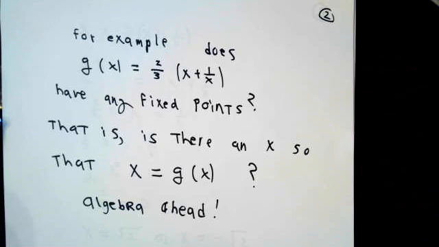For example, the function g of x equals 2/3 multiplied by x plus 1 over x. I want to investigate whether or not that has any fixed points. To start with, I'll observe that x equals 0 is not a fixed point of g because g isn't even defined at x equals 0, but x is. So I don't have to worry about x equals 0 at this moment. I want to decide, is there an x so that g of x is the same thing as x? This is just an algebra question.